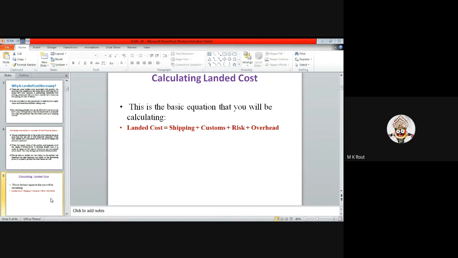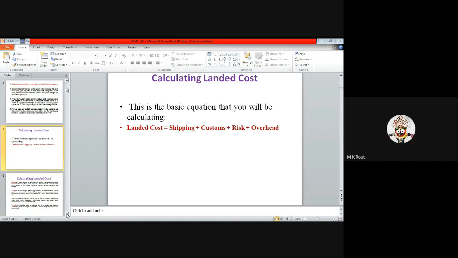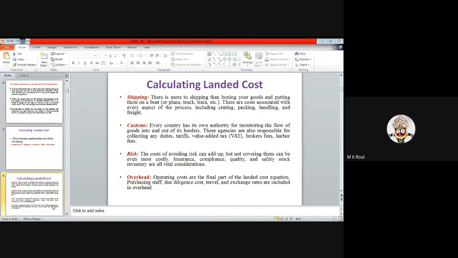So here is a typical example. We will discuss one by one. In case of shipping, there is more to shipping than boxing your goods and putting them into a boat, plane, truck, train, etc. There are costs associated with every aspect of the process, including tracking, packaging, handling, and the flight. So these are directly included in shipping costs. Whenever you choose airways, railways or roadways, especially with reference to plane, truck, and train, those are the costs associated with every aspect of the process.